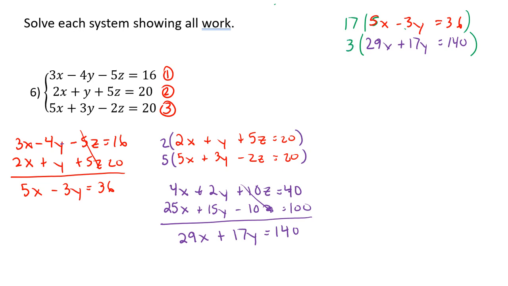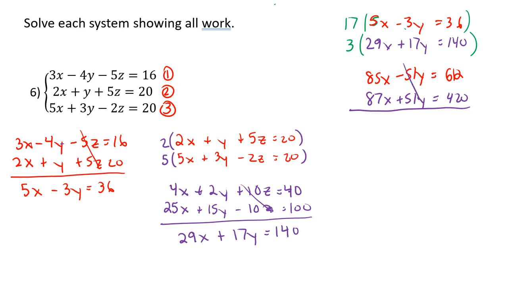Okay, so 17 times 5 is 85x. 17 times -3 is -51y. 36 times 17 is 612. And then second equation, 3 times 29 is 87. 3 times 17 is the 51y. 3 times 140 is 420. Oops, that's positive 51. All right, those are going to cancel.